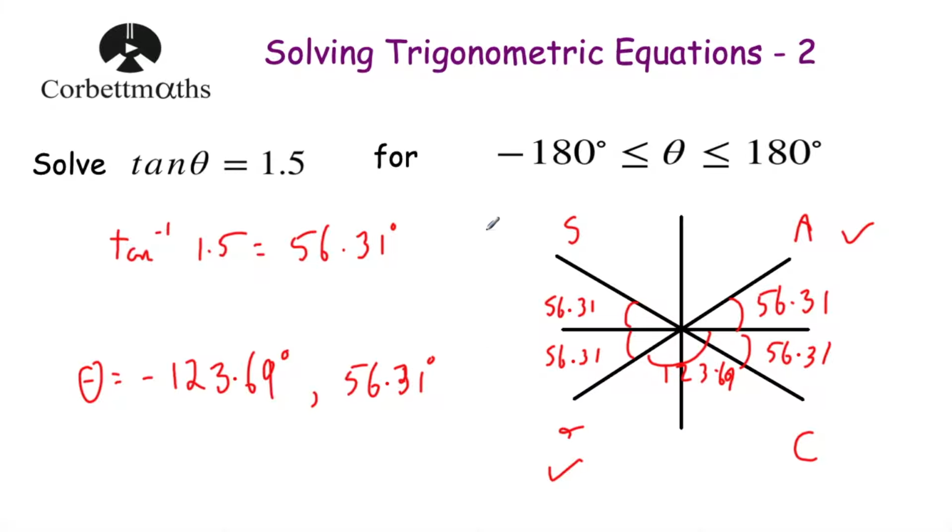They will be our two solutions for this question. So that means that theta is equal to either negative 123.69 degrees or 56.31 degrees. And that's it. Okay, let's look at our next question.